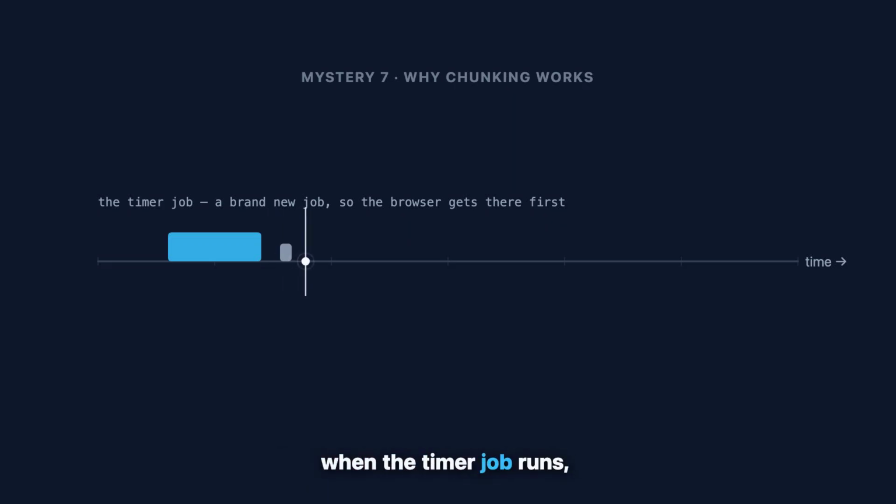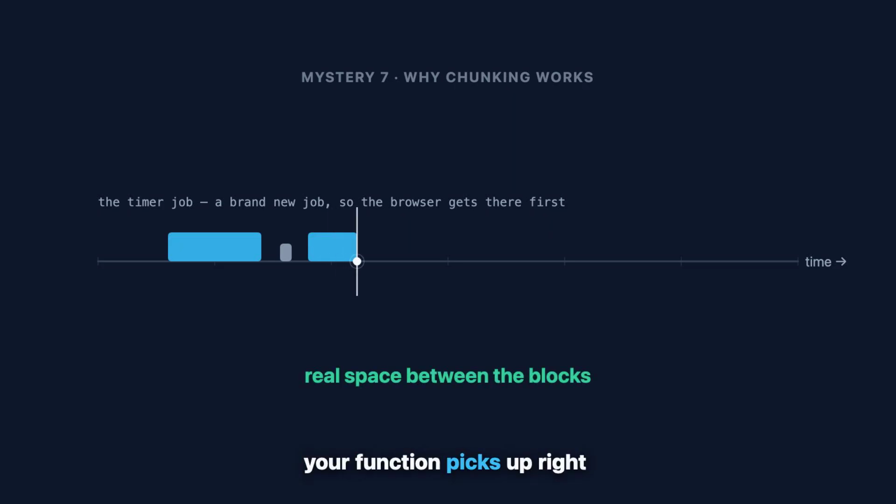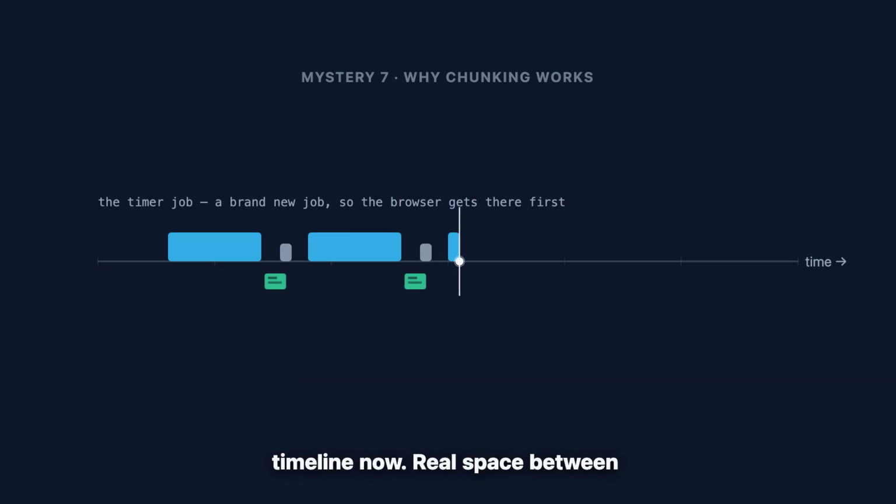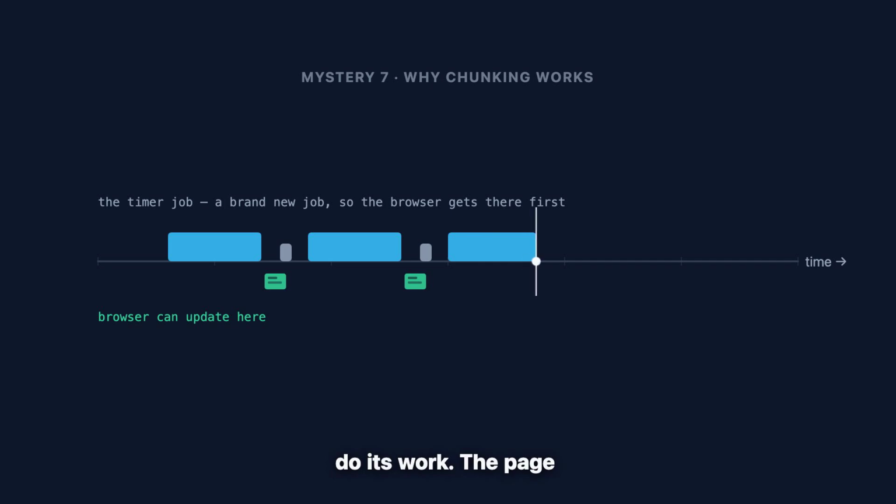Then, when the timer job runs, it resolves the promise, and your function picks up right after it. That's the gap. The one the resolved promise never created. Look at the timeline now. Real space between the blocks. And in those spaces, the browser can finally do its work. The page stays alive while the job is still running.